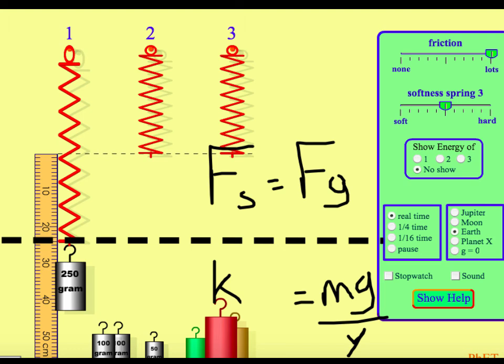250 grams is 0.25 kilos. Let's take gravity as 10. So gravity is 10, gives us 2.5 newtons. 2.5 newtons divided by 25 centimeters is going to give us a K value of 10 newtons per meter. So that's the average K value for this mass.